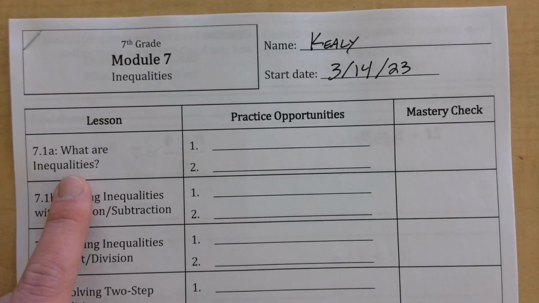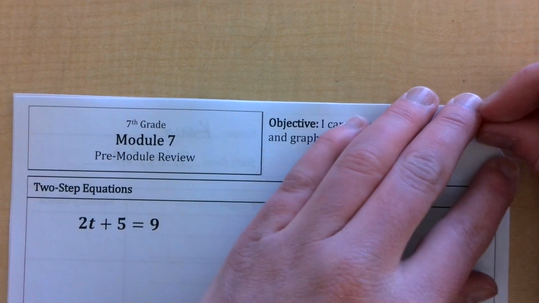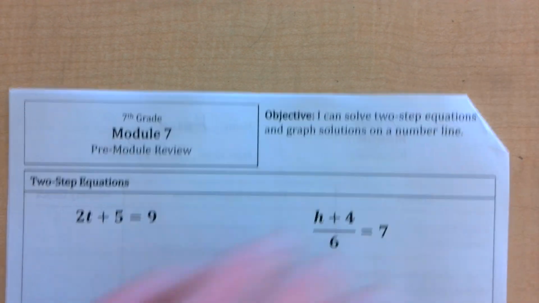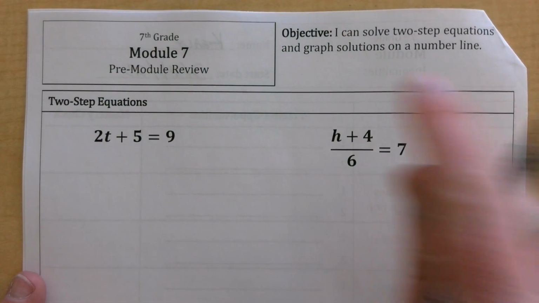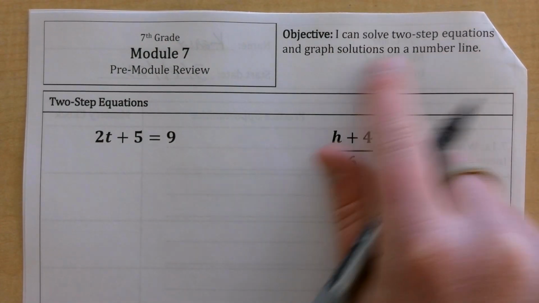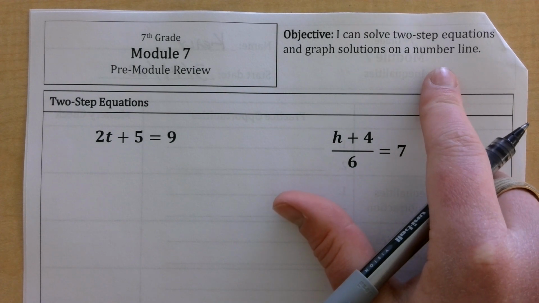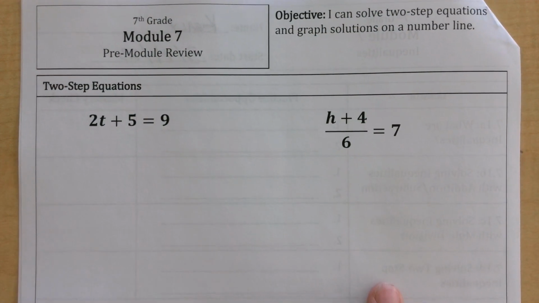All right, our first lesson is what are inequalities? But before we do that, we're going to jump into the pre-module review and refresh our memory on some things. So, our learning objective for the pre-module review is that I can solve two-step equations and graph solutions on a number line. So here we have two-step equations.